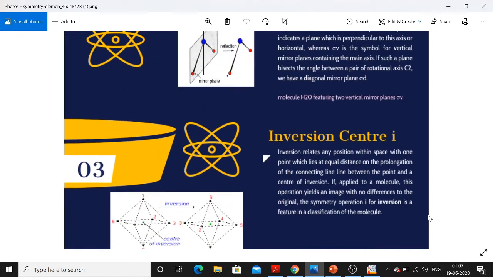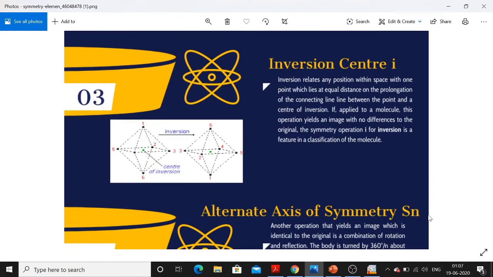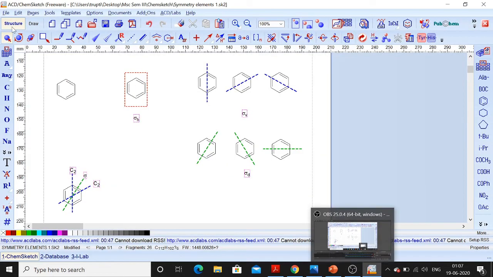Next is the inversion center. It is an imaginary point in the middle of the molecule, at the center, and if I look around it, all the points around it are at equal distance, connecting the points which are equivalent. Let us understand this with the help of an example, that will be better.